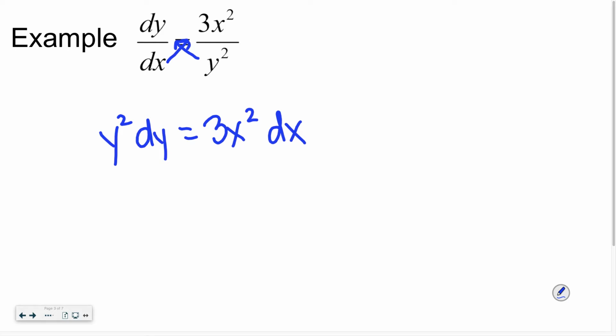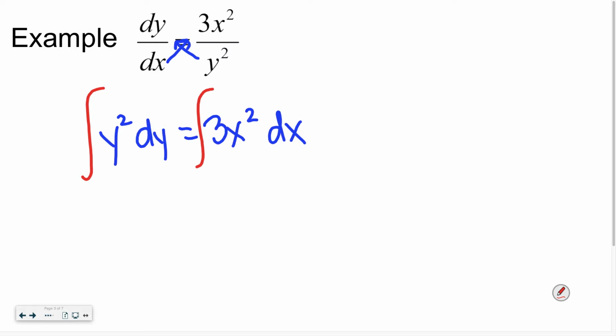Okay? They won't always be this beautiful, but it's not going to get that much more complicated. So now we have y squared dy and 3x squared dx. We can integrate both sides. Okay? So 2 integrals now.